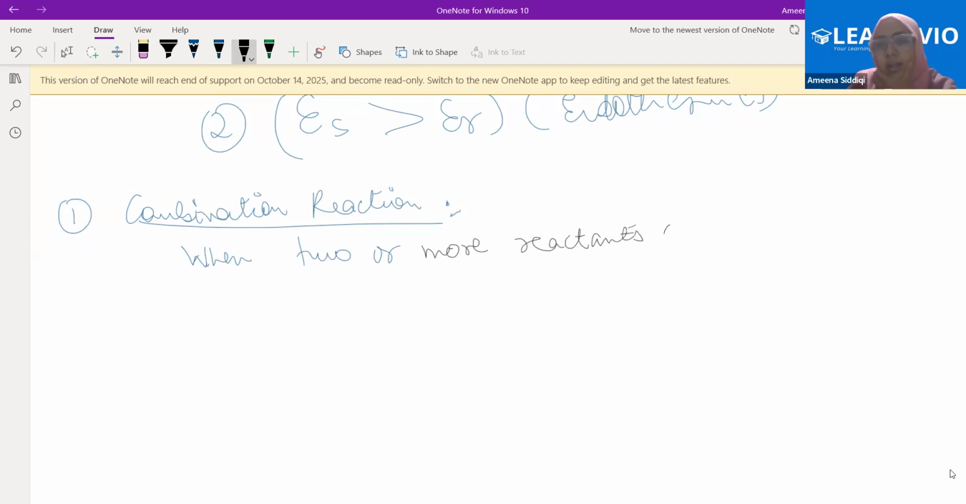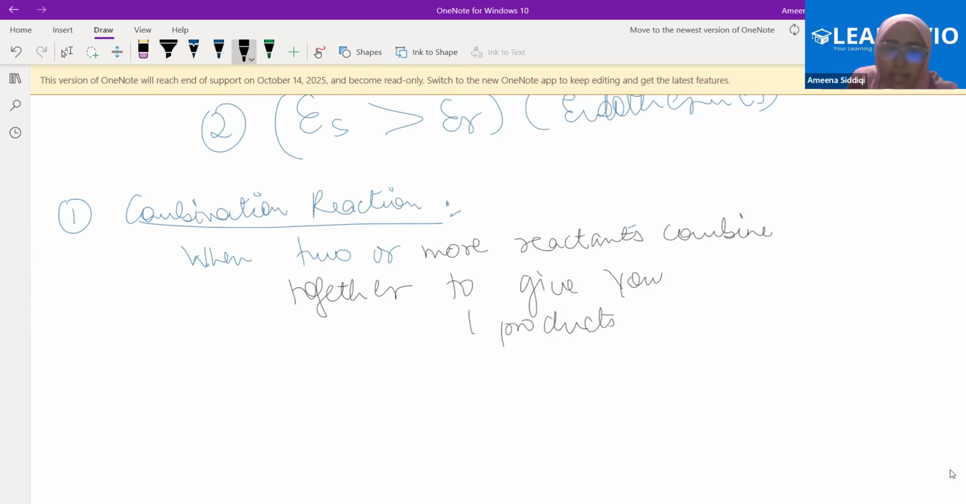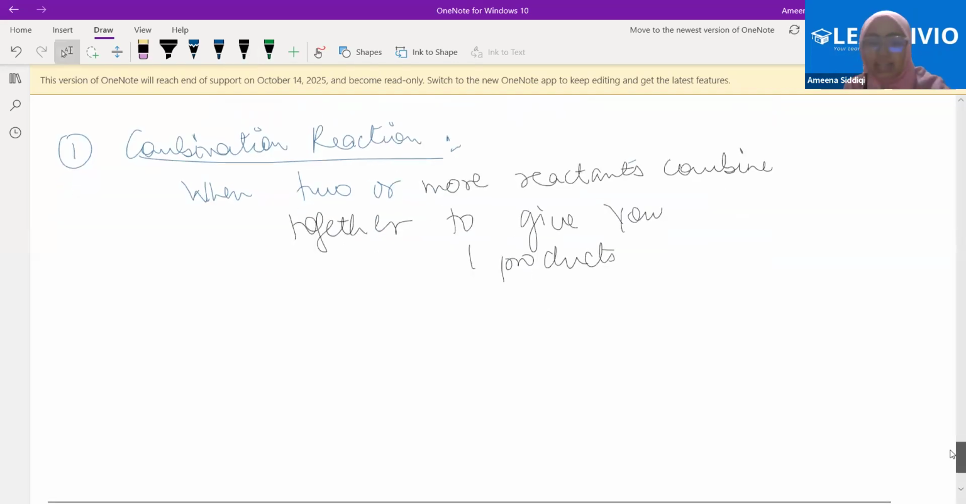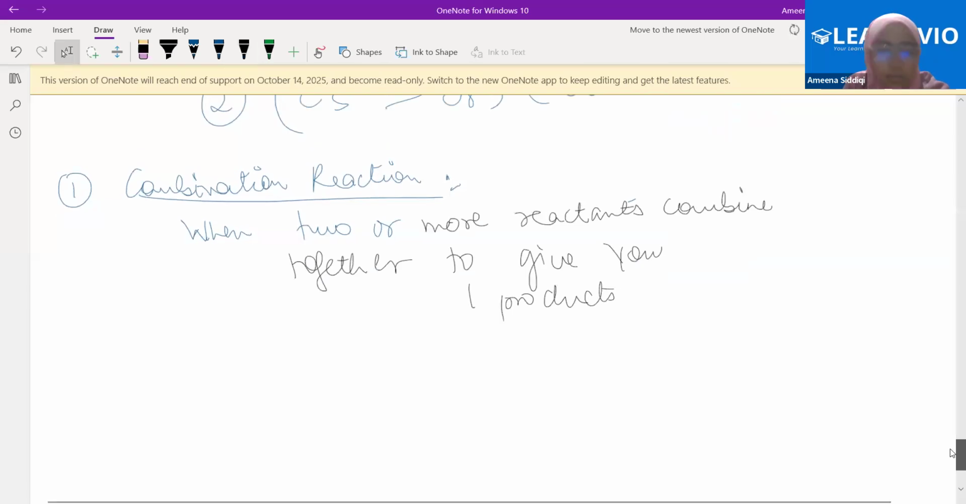Although we have it in the NCERT, if you want, you can write it in simple words. Combine together to give one product. How many products? One. And how many reactants? Minimum two. We can have more than two. Then that type of chemical reaction is called a combination reaction.